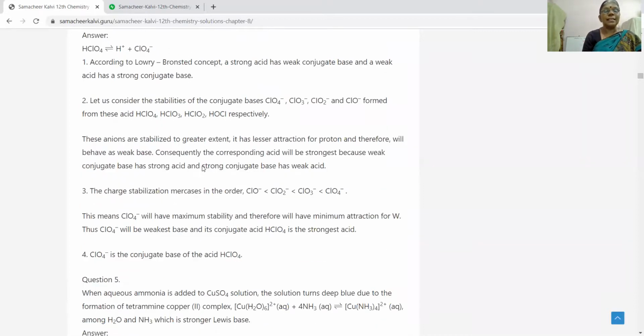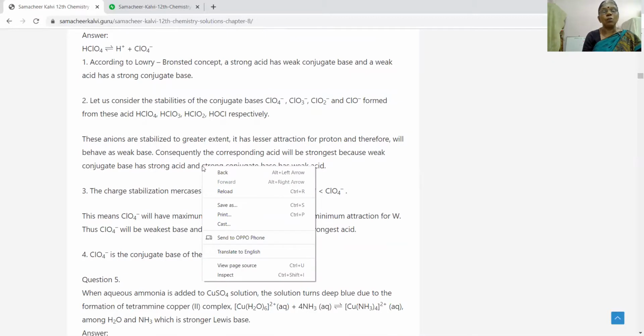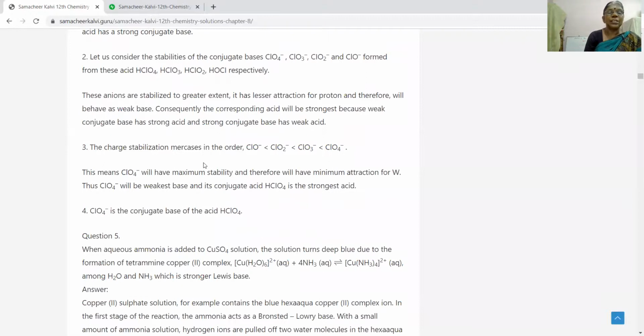So now let us consider the conjugate bases ClO4 minus, ClO3 minus, ClO2 minus and ClO minus. They form the acids HClO4, HClO3, HClO2 and HOCl respectively. These anions are stabilized to a greater extent. It has a lesser attraction for proton and therefore will behave as a weak base. Consequently, the corresponding acid will be strongest, because a weak conjugate base gives a strong acid and a strong conjugate base gives a weak acid.